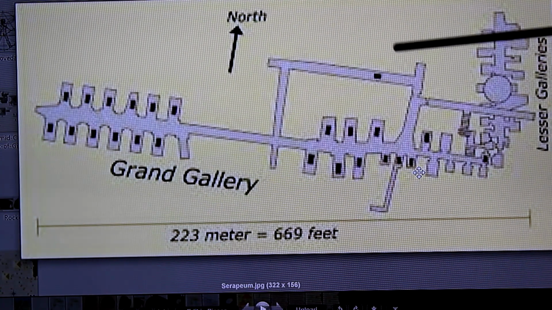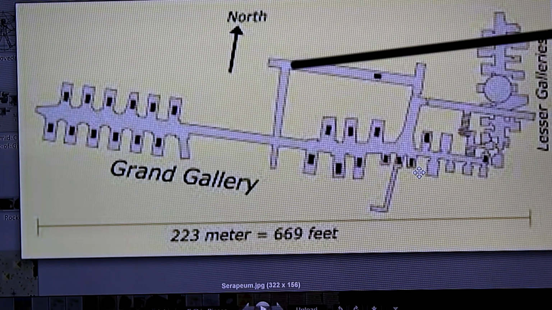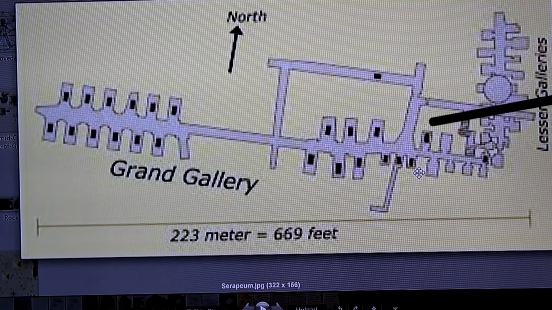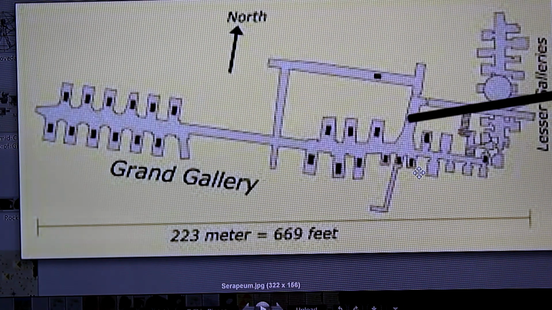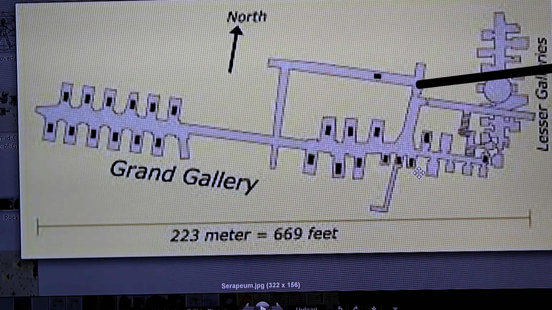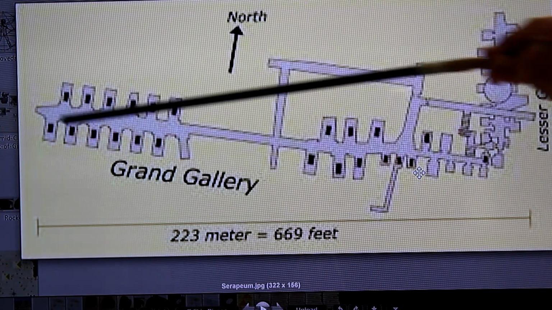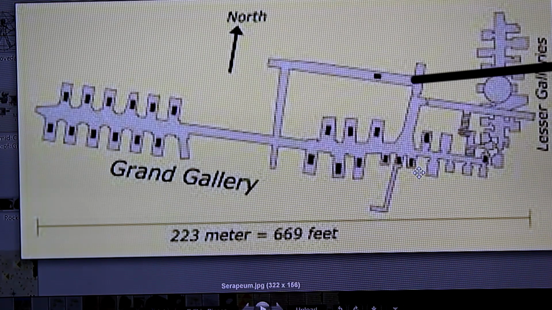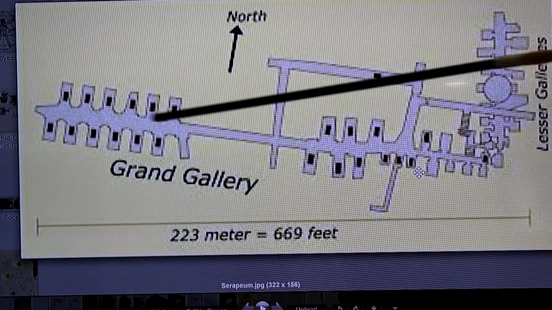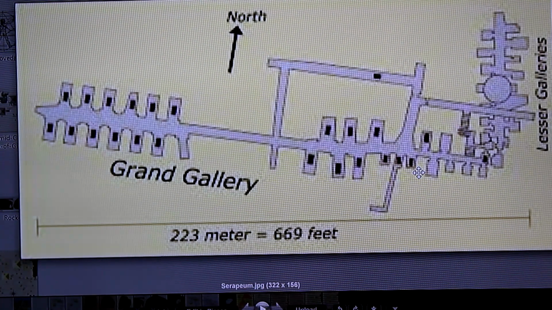You will note that there is a black box here in that hallway, and there is also one that's not marked here and another one that's right here. What that means is you have 1,000 years between here and here, or you have 1,000 years between here and here, okay?